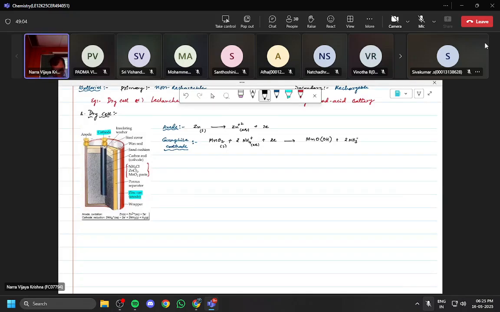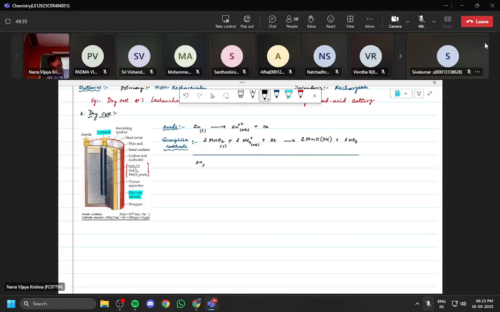Check whether the reaction got balanced or not. Check it. Charge got balanced: 2 positives, 2 electrons. 2 manganese, oxygens 4, hydrogens 8, here 6 and here 2, 8. Everything got balanced or not? Now observe the overall reaction. What is the overall reaction?